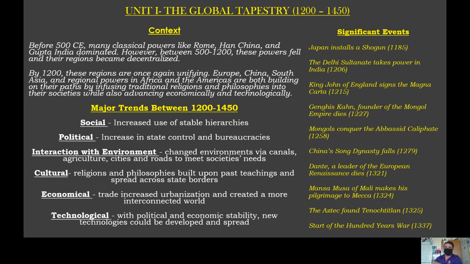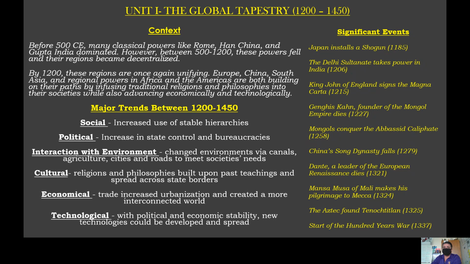1215, King John of England signs the Magna Carta, one of the first documents to officially limit the power of the king, limit the power of the government. This is when you start to see the king start to share power with Parliament. And then years and years later, England and many other places transition to a full-blown constitutional monarchy. This is one of the first steps in that.